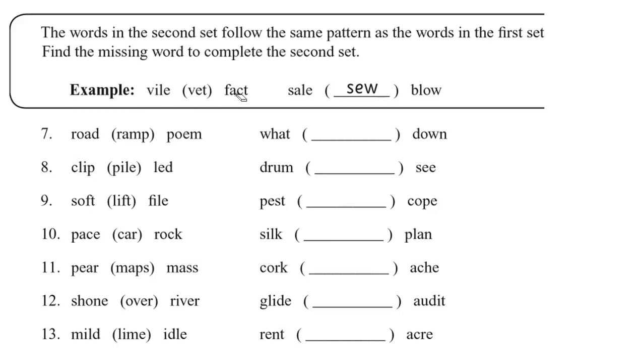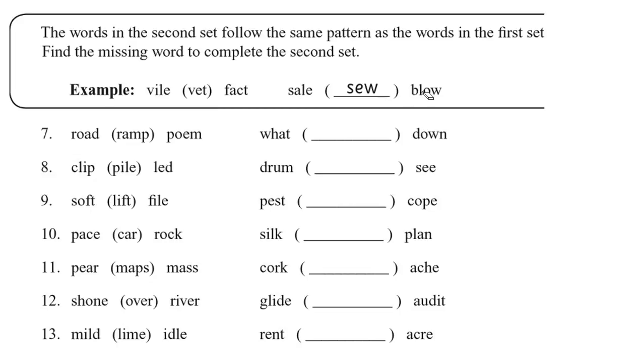So vile and fact give vet. So sell and blow are giving a missing word. We need to know what's basically going on. Where did they get this V from, E from, and T from? They got them from this and that, right? Likewise, to find the word that goes in here, you need to use letters from here and letters from there.